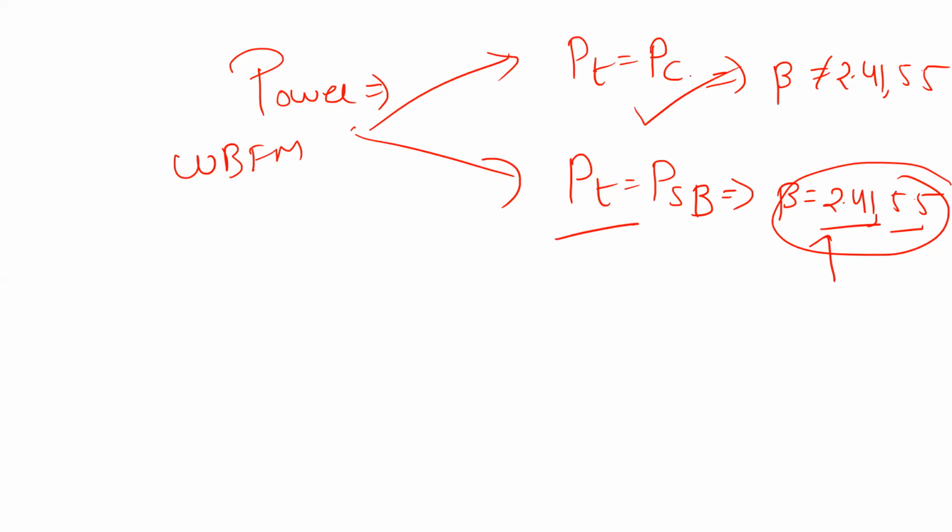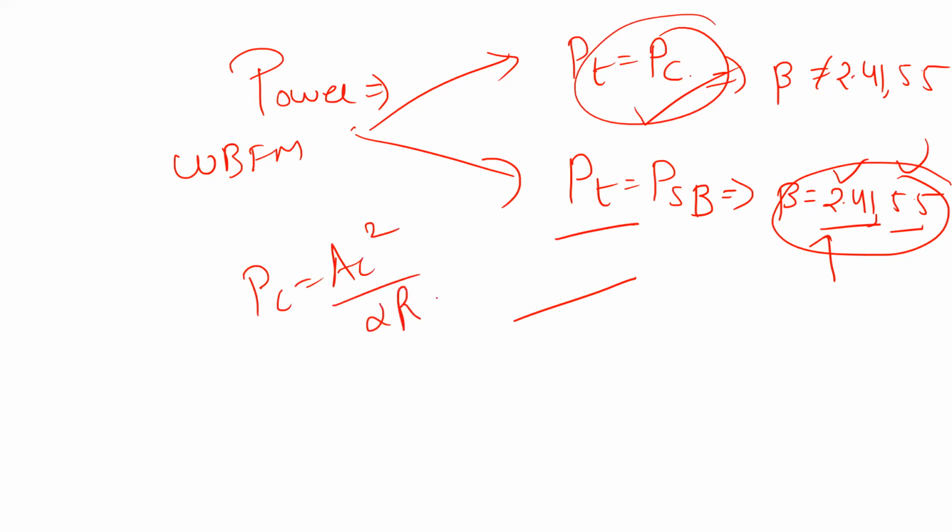Wait, so what is that? Beta equals 2.405, is it? These are the values of beta, basically. So they might give you a question where beta is 2.405, 5.52. If it is so, use this formula. If it is not, use this formula. Where your PC is given as AC square by 2R, where AC is the amplitude of the carrier signal and R is the resistance. So any doubts till here?